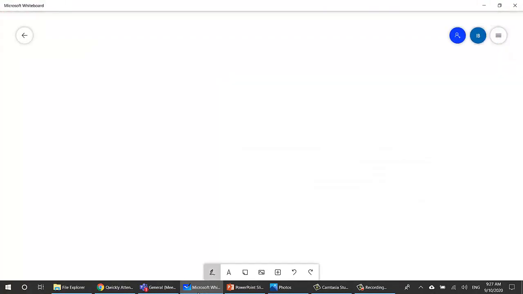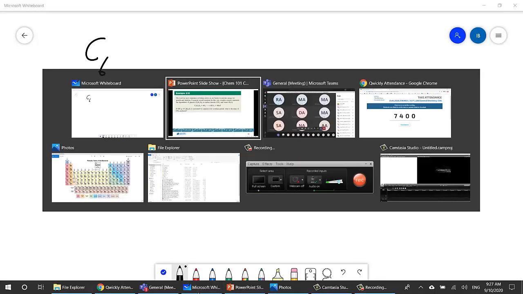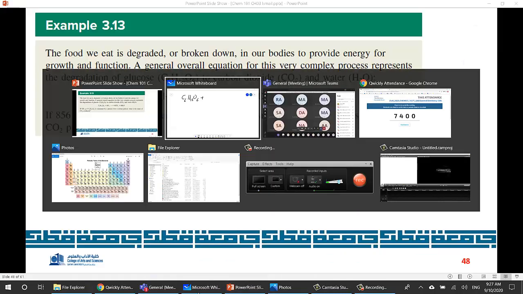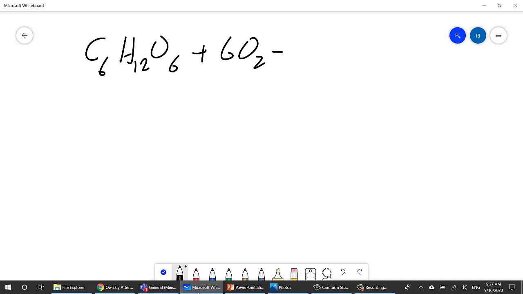So open a new blackboard. Let's do it together. The first thing, let's copy the equation. I want everyone to prepare your calculators, please. And we'll do this question together, you at home and me here. Plus 6O2 goes to 6CO2 plus 6H2O. Please write the equation on a piece of paper. Fire up your calculators. Okay? So we can do this together.